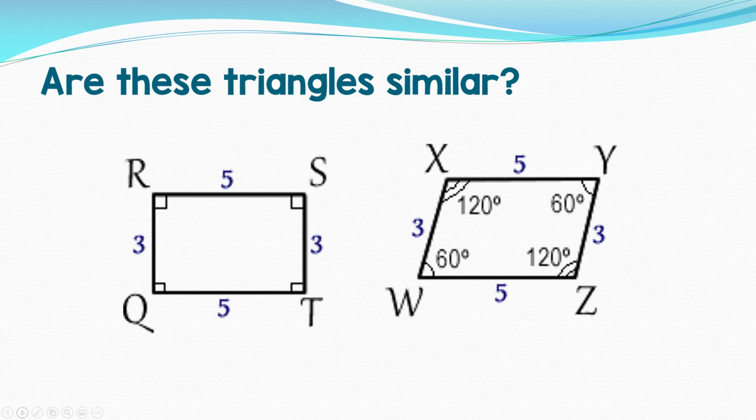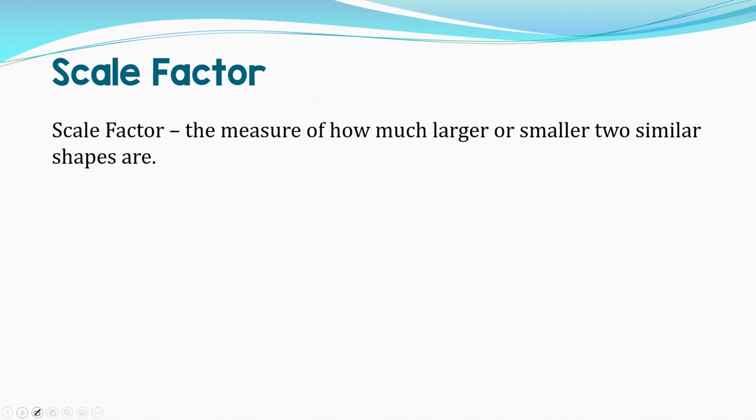Okay, let's check out these two. Well, at first glance, I may say 5 and 5 and 5 and 5 and 3 and 3 and 3 and 3. Sides look good, but what's the problem? This is clearly 90-degree angles, and these are 120, 60, 120, 60. So the angles are not matching, so they are not similar. Remember, angles have to be congruent, sides are proportional.